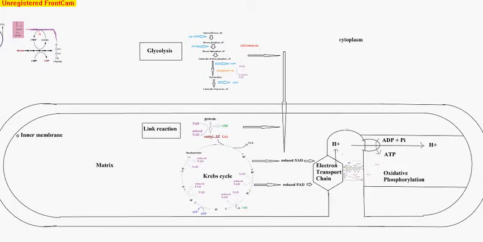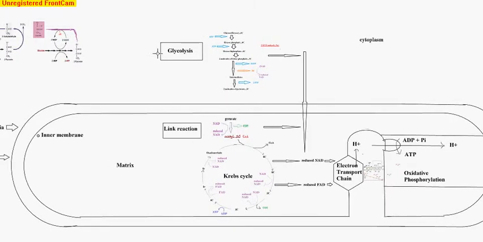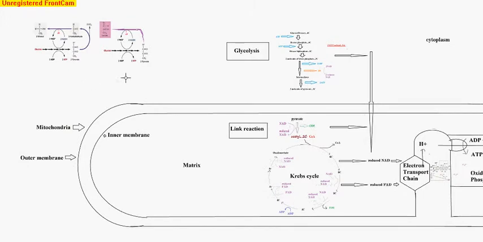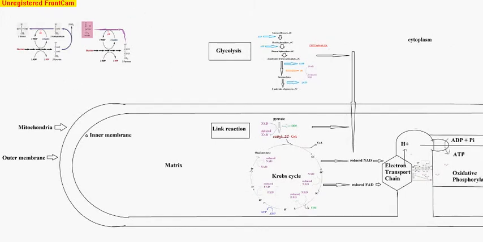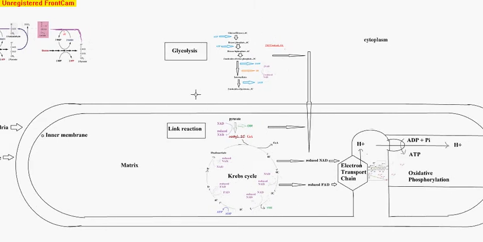There is this entire process of respiration. In this part is aerobic respiration, and then we have this small part which shows anaerobic respiration. So let's start talking about aerobic respiration over here. Aerobic respiration starts with glycolysis, then goes on to a link reaction, and then there is the Krebs cycle, and finally we have the electron transport chain and oxidative phosphorylation. This is considered as one process together.